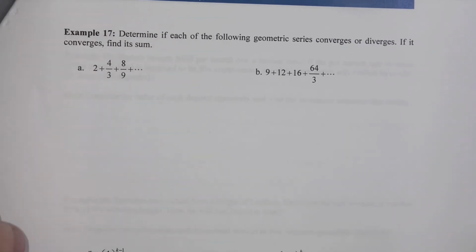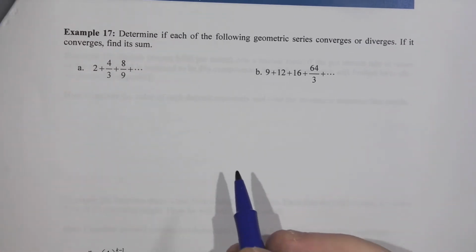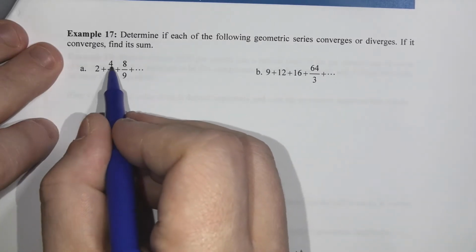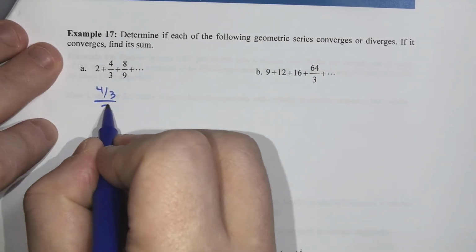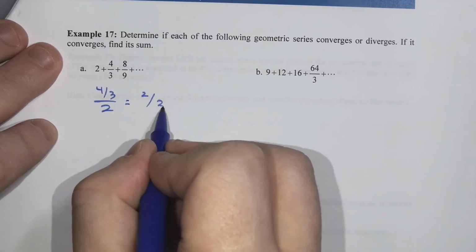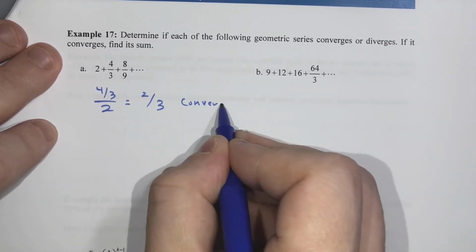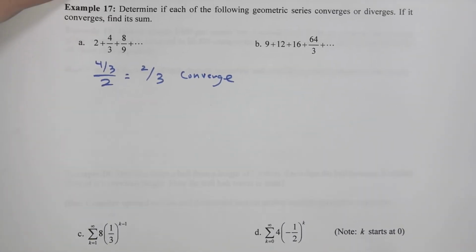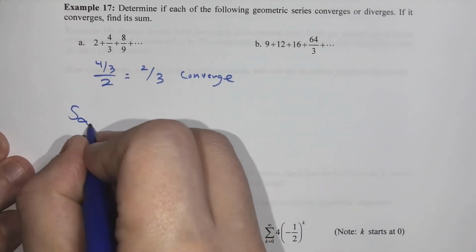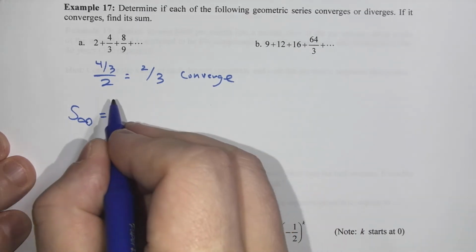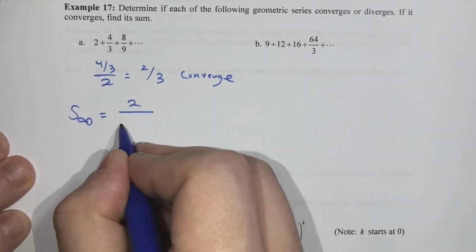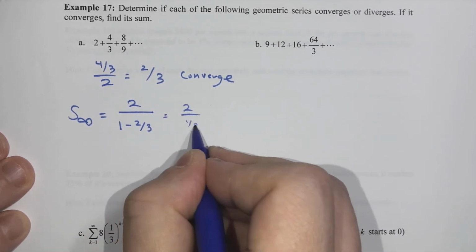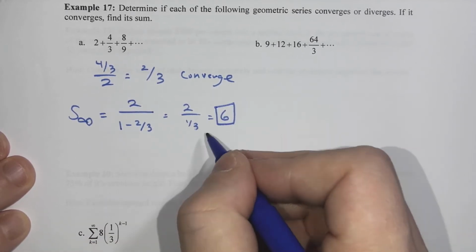Determine if the sum converges or diverges. So here your common ratio is 4/3 divided by 2, which is 2/3. So this will be converging. What does it converge to? Well, the sum of the first infinitely many terms is going to be the first term, 2, over 1 minus the common ratio, 2 over 1/3, which is 6. Done.